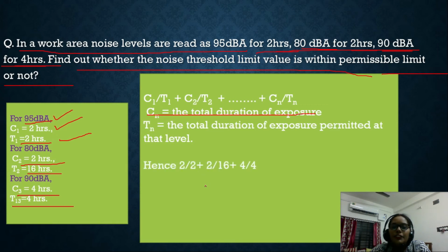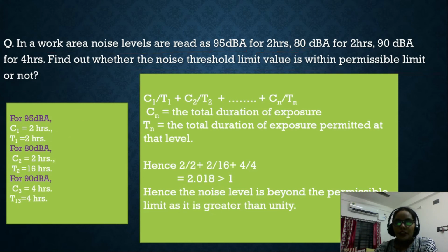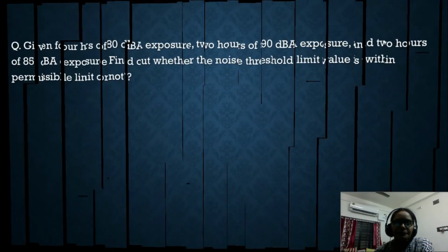And hence, what will happen? We all know what the value of C1 by T1 is. The data are already given. That means 2 by 2 plus 2 by 16 plus 4 by 4, and it will give you 2.018, which is greater than 1. So obviously the noise level is beyond the permissible limit, as it is greater than unity. Okay, so let's move to the next question.